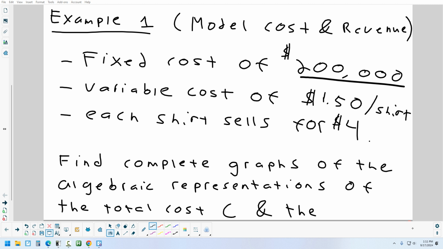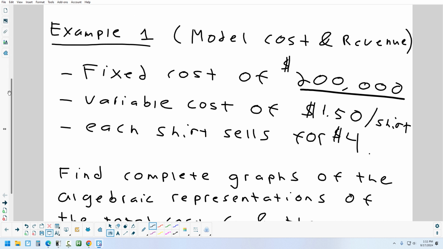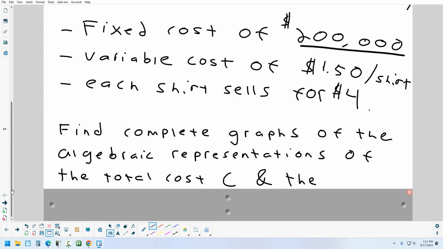All right, so section 2.2, part 2, and we're looking at a problem about cost and revenue. Forgot to start the video, so I'm just trying to introduce it. So the company has two different kinds of costs. They have a revenue that they're going to take in at $4 a shirt, and we want to find a graph of the cost and the revenue.